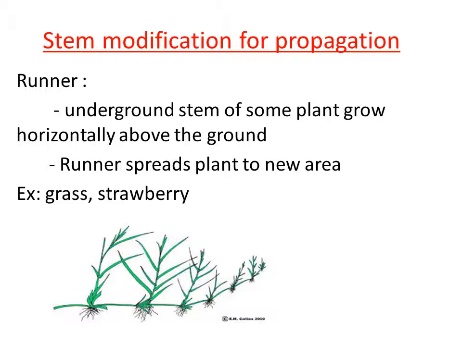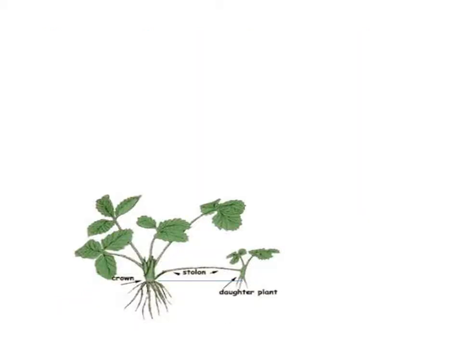Here you have to understand how the modified stem helps in propagation. Clear? So a runner is nothing but an underground stem that grows horizontally above the ground at certain points. That means where the node is present in the runner, that region leads to the formation of a new plant. Then one more stem modification is the stolon. What do you mean by stolon? Stolon is a kind of stem modification for propagation, right?